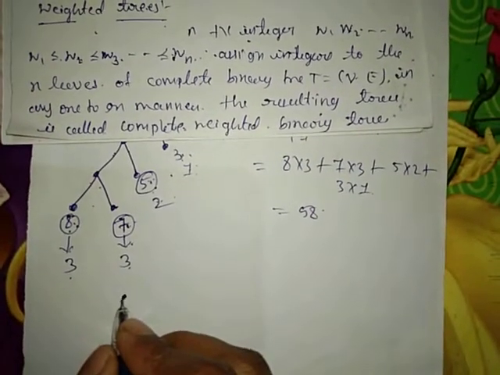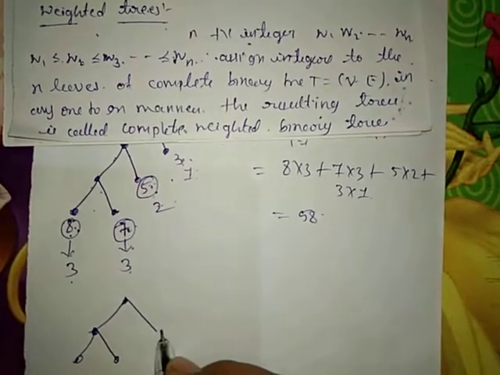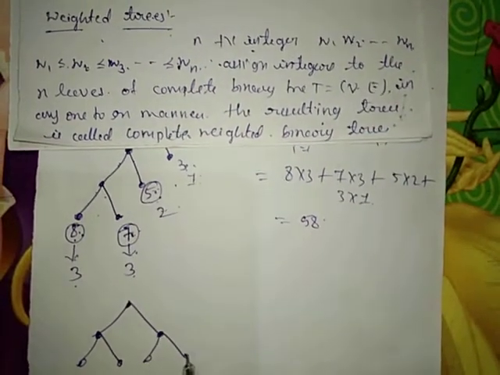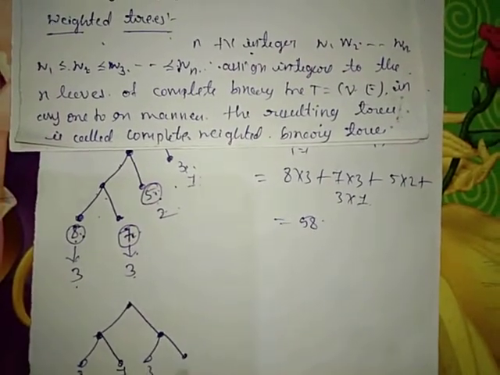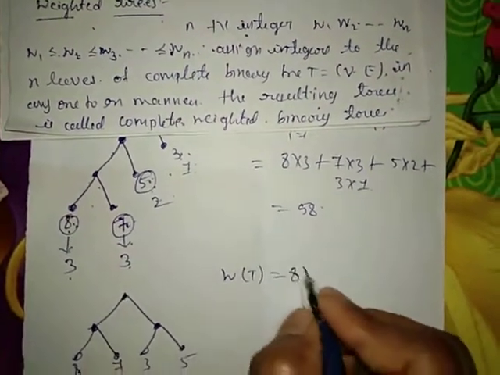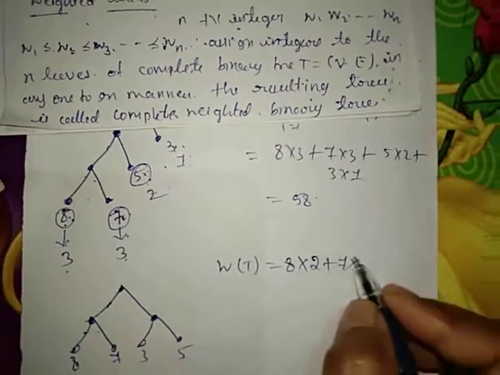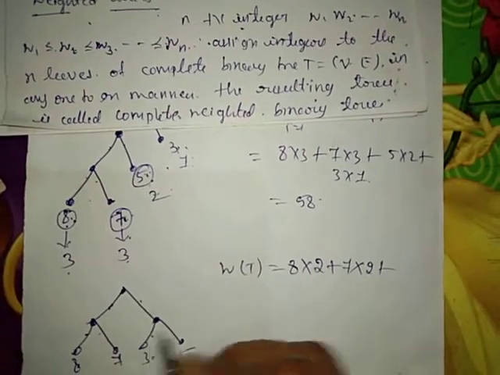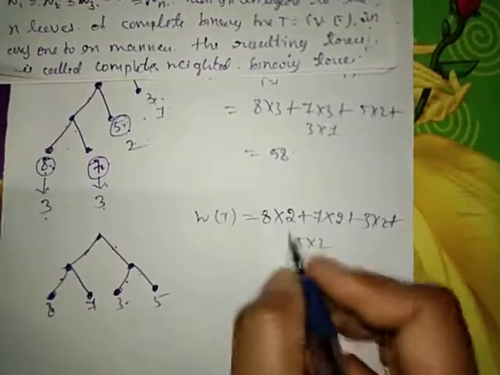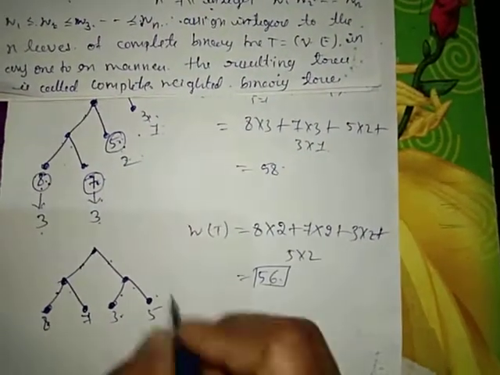For the same, one more example is taken here just to understand the method. 8, 7, 3, 5. So the weight of T: for the 8, the level number is 1, 2. Plus, for the 7, the level number is 1, 2. For the 3, the level number is 1, 2. For the 5, the level number is 2. Now take the multiplication and simplify. The weight of this tree will be 56. That is how to find the weight of the tree for the respective graphs here.